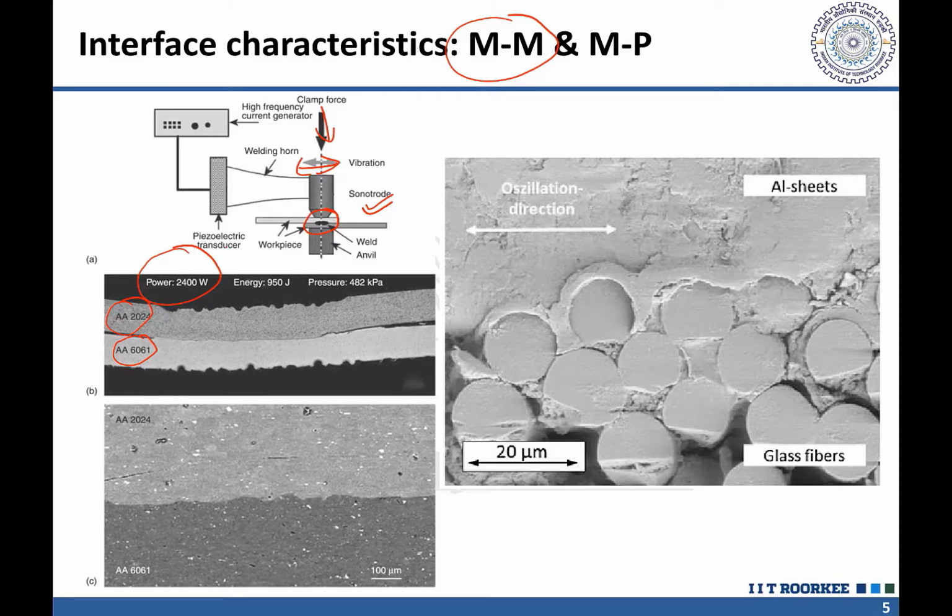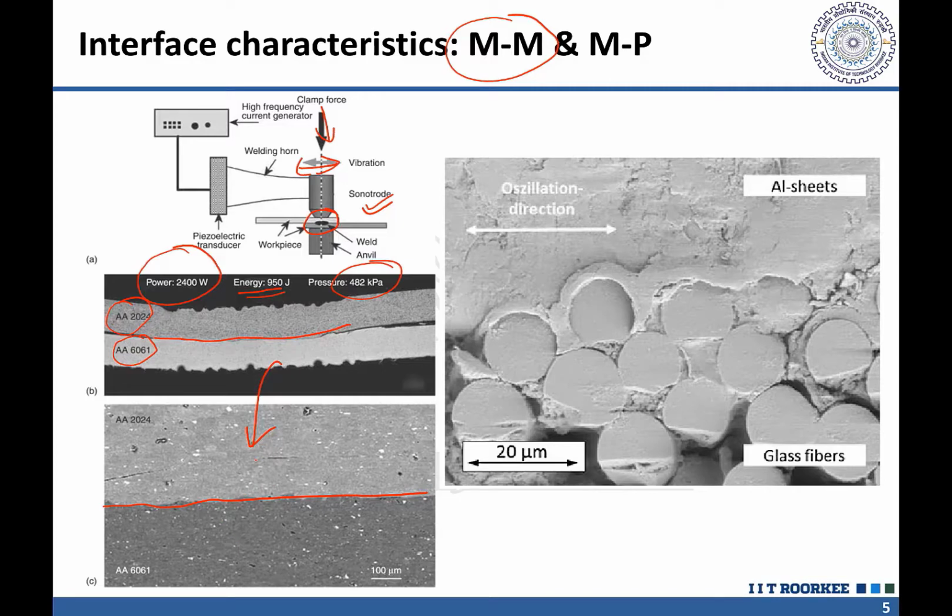Say the power of the ultrasonic welding system is 2400 watt, and the energy applied for development of the joint is 950 joule, and the pressure is 482 kPa. So this is the kind of joint morphology we get at high magnification. We see this is mostly a flat joint interface morphology with a little bit of intermixing between the two metals.